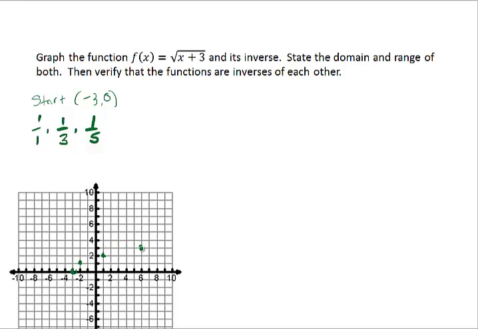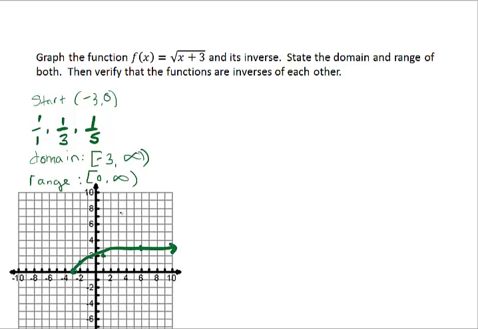If I were to express my domain, the domain of this function is going to be from that x value, -3, and it includes -3, goes to infinity. From there, my range, I see that my range is all my y values. It starts at 0, and it's forever increasing, so to infinity.